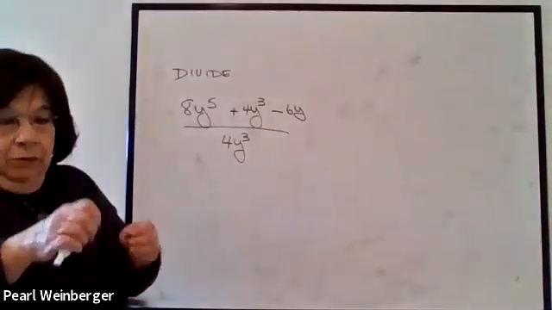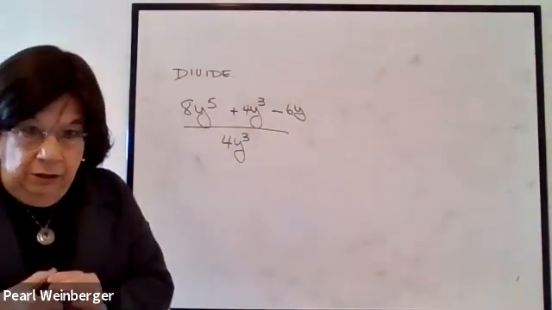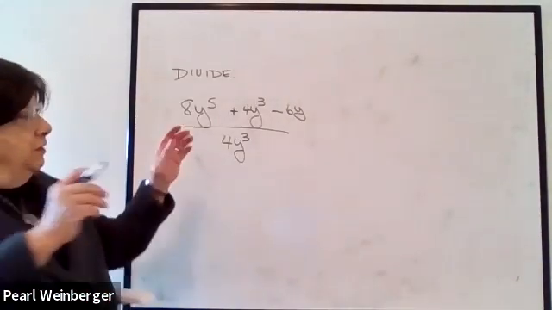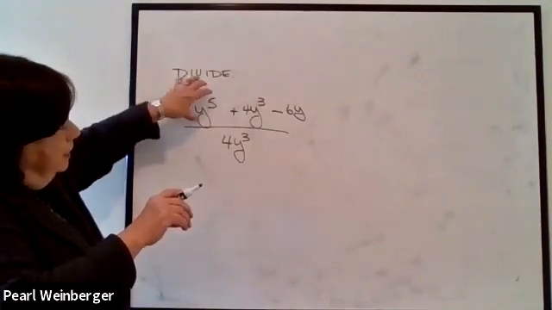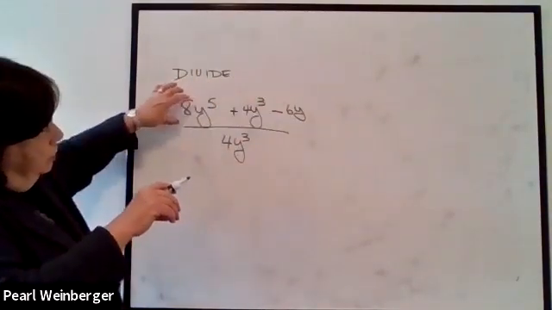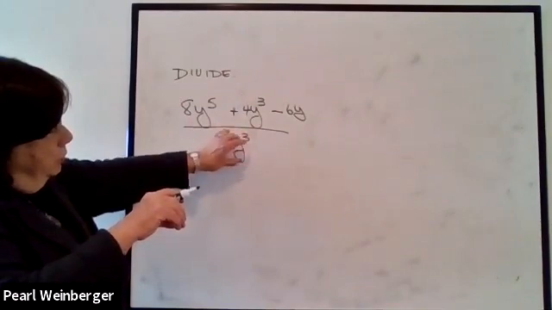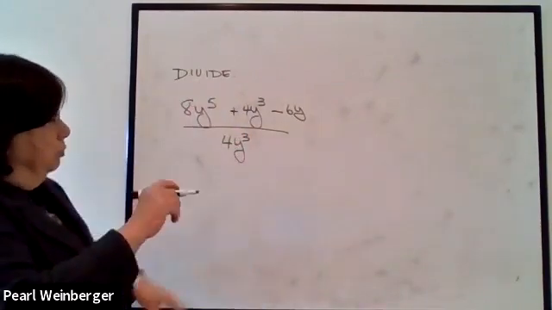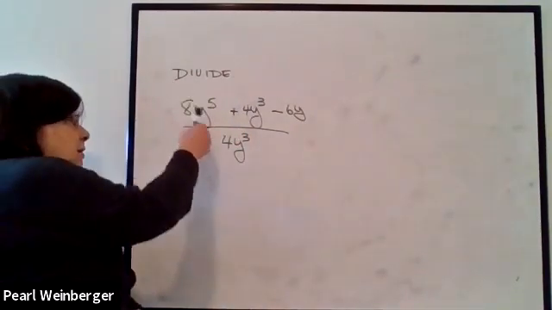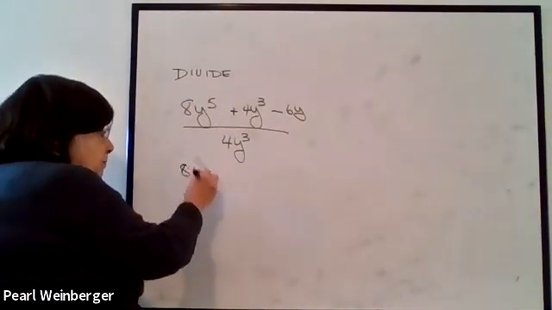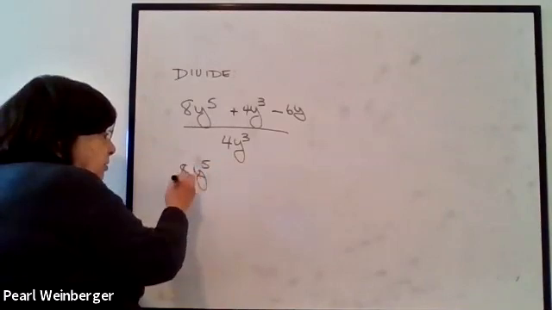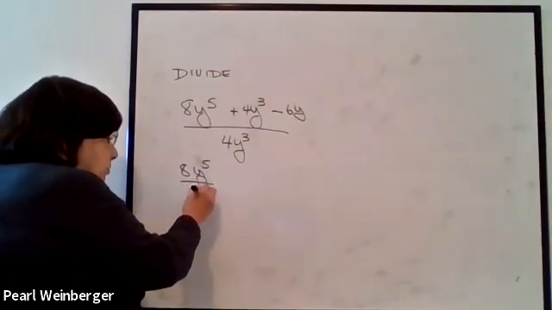So I see a couple of people did send me in the answers. Let's see if we got them right. Remember, when it says divide and you have a polynomial divided by a monomial, what you have to do is separate and put each term of the polynomial separately on the monomial.